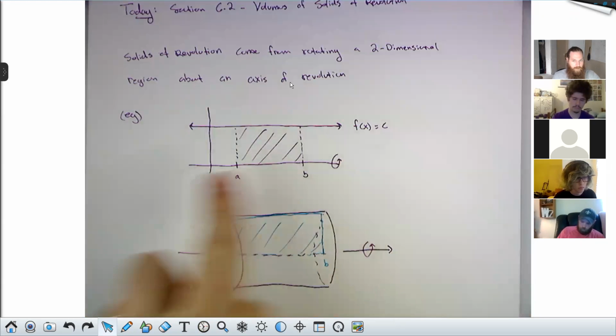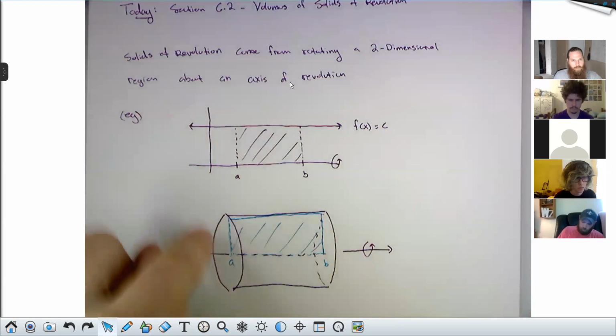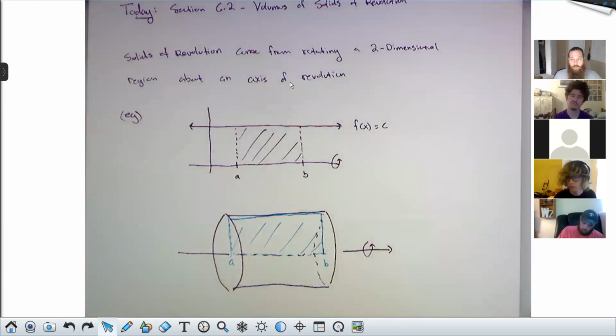Sometimes we'll rotate around the x-axis. Sometimes we'll rotate around the y-axis. Sometimes we'll rotate around other lines. But those lines, for us at least, will always be parallel to the x-axis or parallel to the y-axis. In other words, our axes of revolution will always be horizontal or vertical lines, and most often there will be one of the coordinate axes.